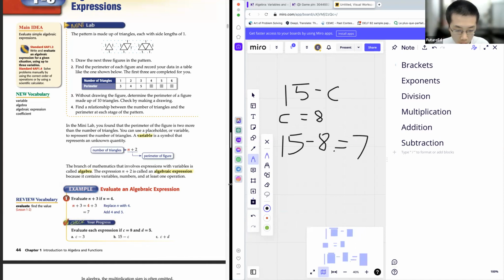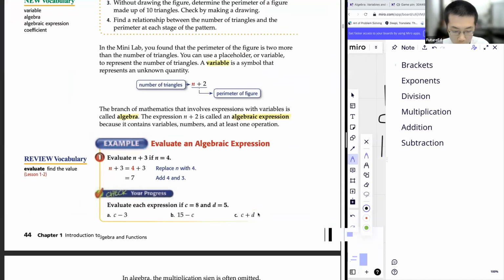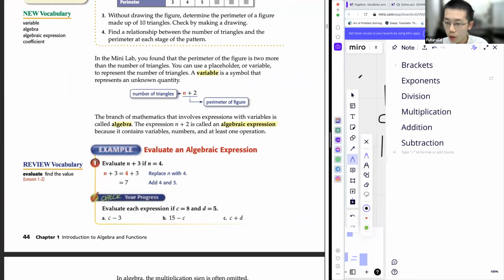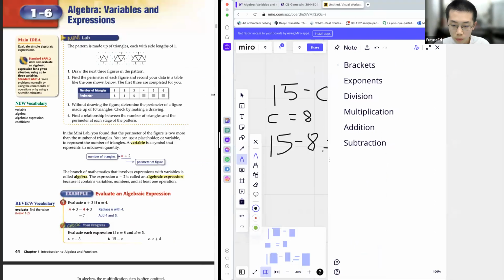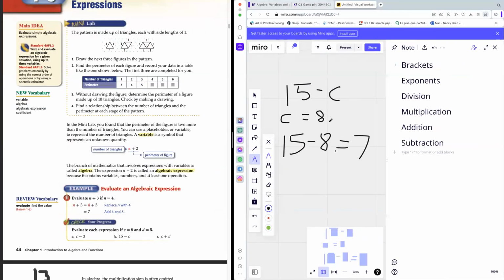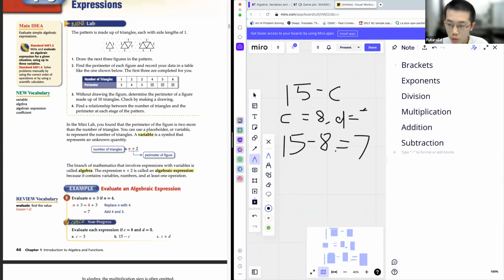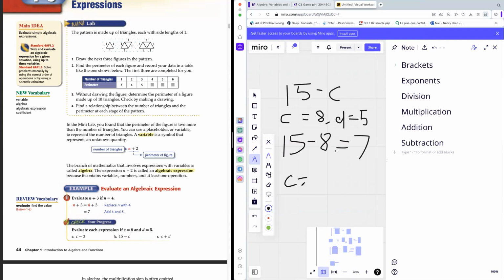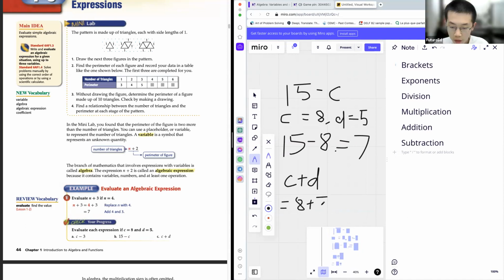What if, now we had two variables. We have c plus d. Ray, would you like to try it again? What is c plus d if c is equal to 8 and d is equal to 5? It's 13. Exactly. So why is c plus d equal to 13? Because c is substituted by 8 and d is substituted by 5. Perfect. I think you're getting what we're doing here.